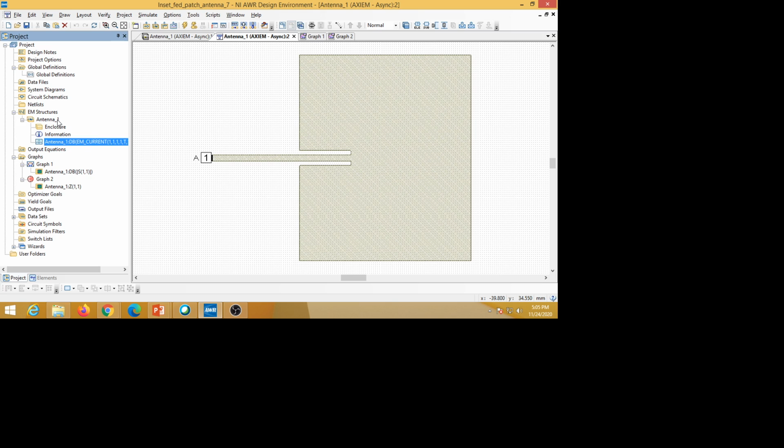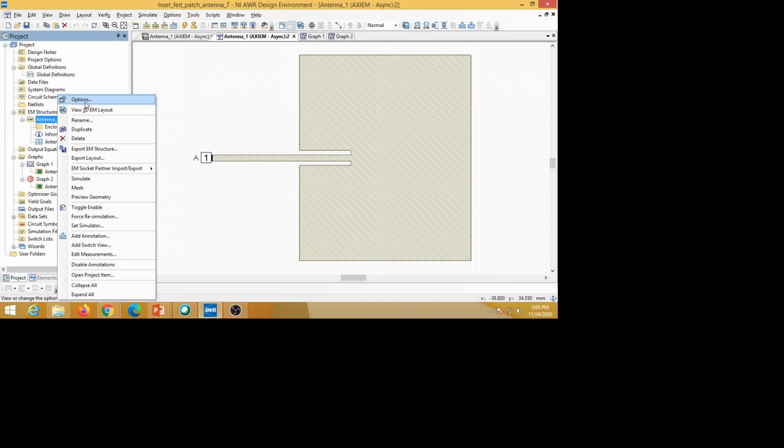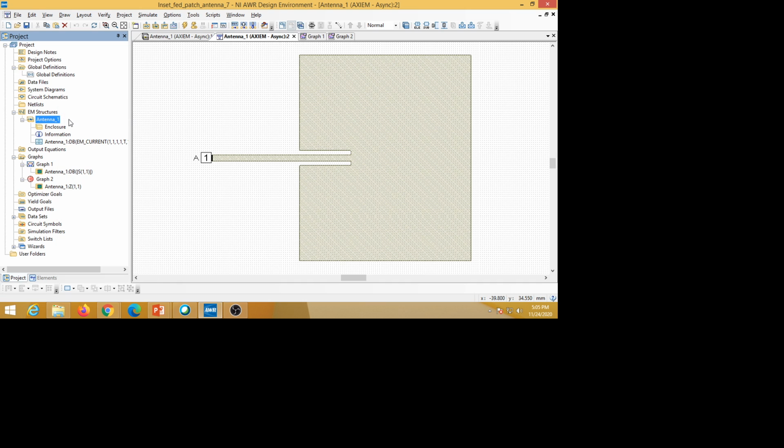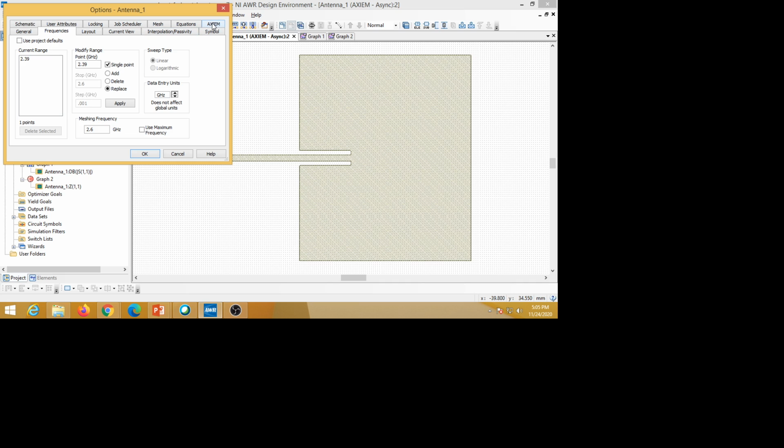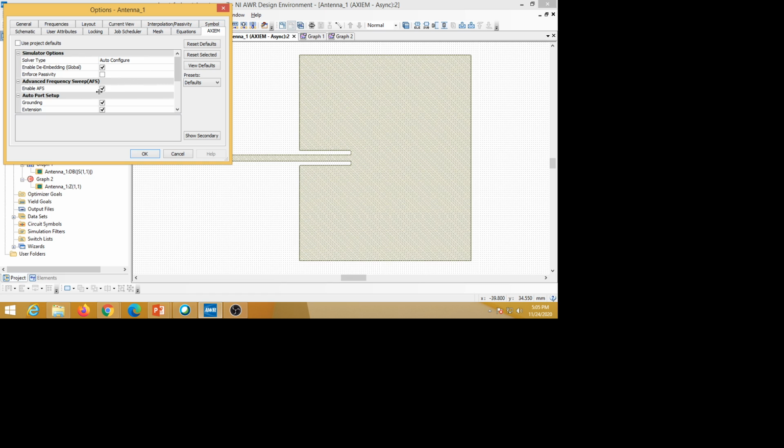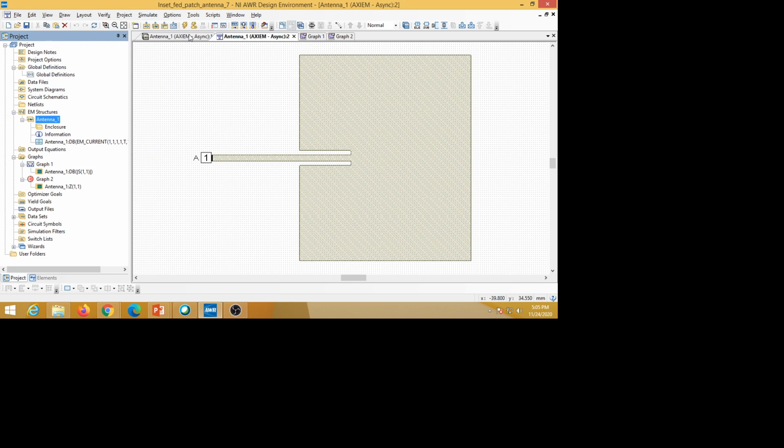So now what we have to do here, you should go to options. See, in the antenna you should go to options, there axim is there. You should go to axim. Here you should uncheck this, enable AFS. Okay, that you have to do, then okay. Okay, now you simulate again.